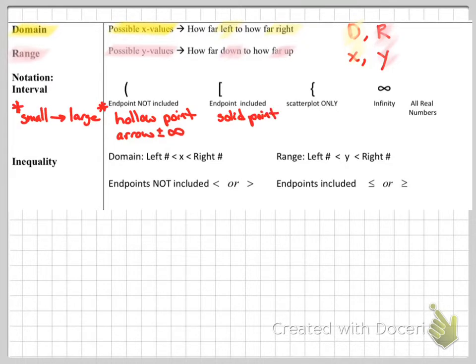The next one, which is really hard to draw, that's called a brace. That's used only if it's a scatter plot. Only if it's a bunch of random, discrete dots, then you know you're going to use braces. That's the infinity symbol, just so you know what it looks like.